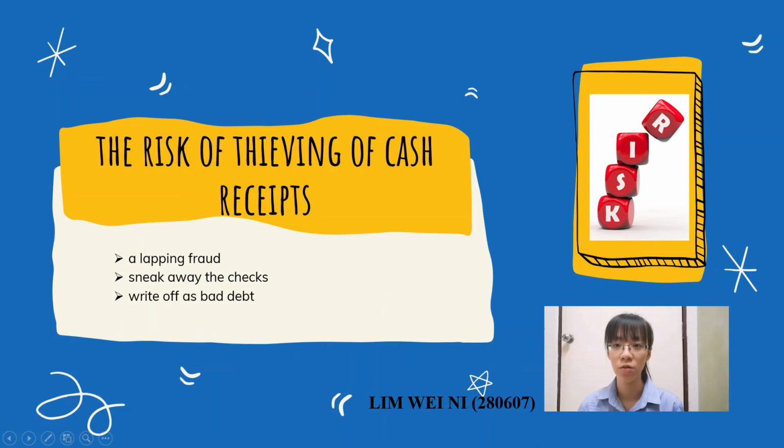And the last risk exposure is the risk of thieving of cash receipts. The cash receipt clerk may commit a lapping fraud or sneak away with checks and write it off as a bad debt when he or she performs two or more activities.